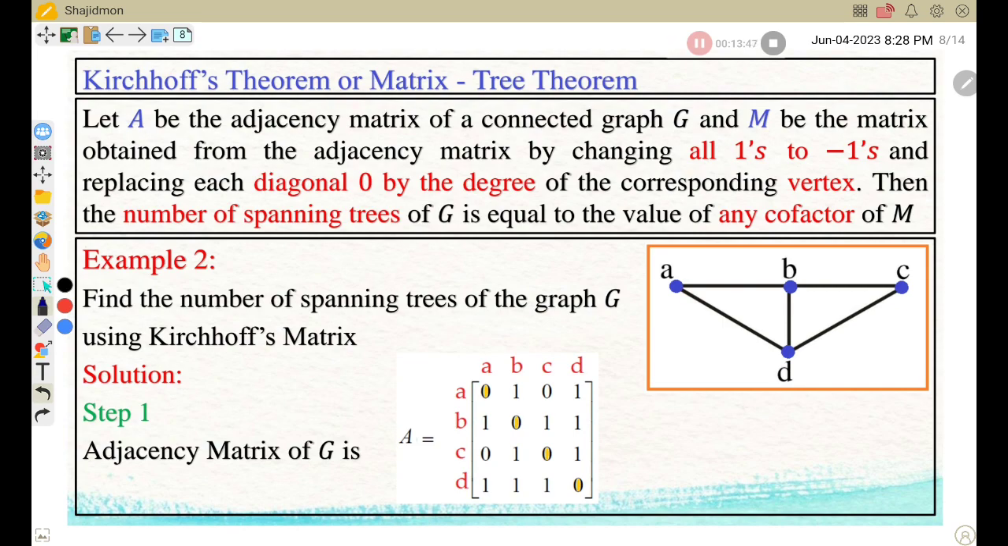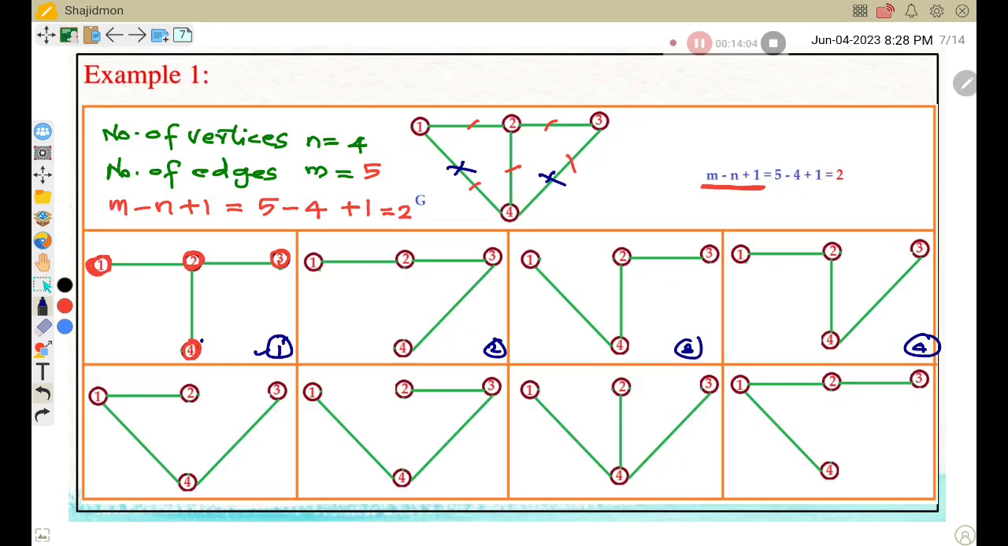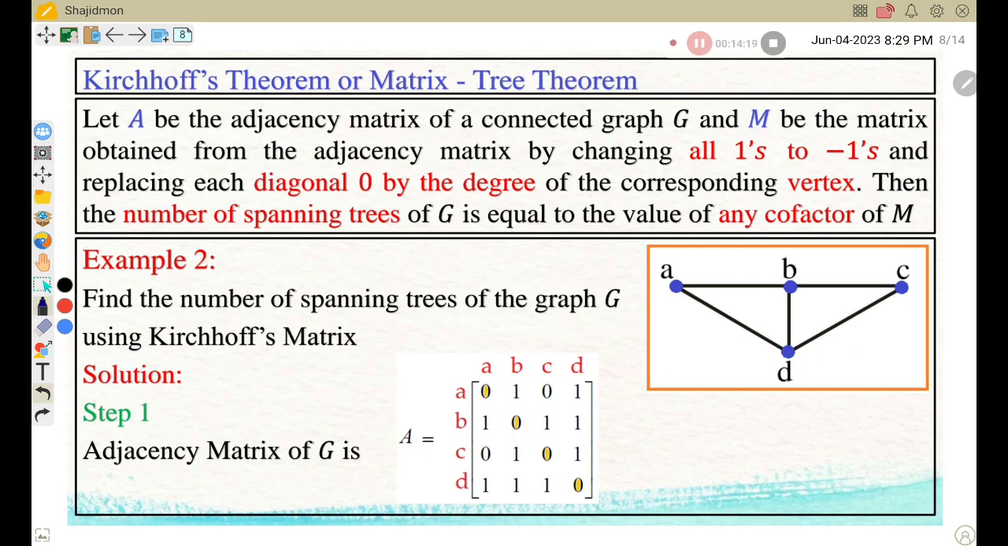This is an important idea, this section. This is a tree theorem. That tree theorem we are calling Kirchhoff's theorem or Kirchhoff's matrix. So what is the meaning of Kirchhoff's theorem or Kirchhoff matrix? How many spanning trees we are getting from a connected graph G. For example, from this graph we are getting 8 spanning trees, this is the 5th one, 6th one, 7th one, 8th one, correct? So how are we getting this number, how many spanning trees we can form from a graph? For that we are using this rule, which we call Kirchhoff's theorem or Kirchhoff's matrix.